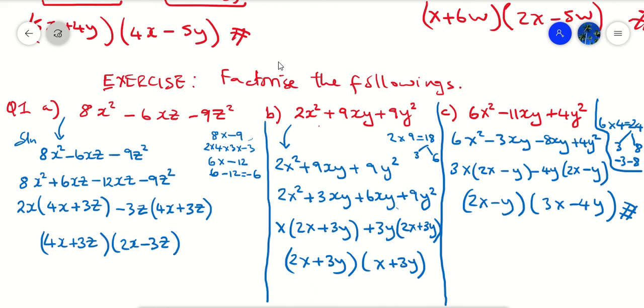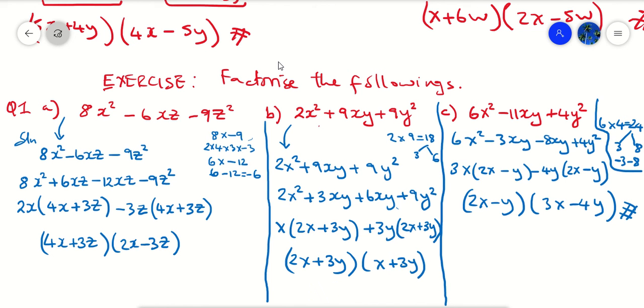Exactly the same here. Multiply 6 times 4, gives me 24. What are the factors of 24 which will give me minus 11? It is 3 and 8. If I put negative on 3 and negative on 8, it will give me minus 11, and this is what I've done. And then split that, collect the first 2 terms and the last 2 terms together, and then I will end up with this solution. And this is question number 1.